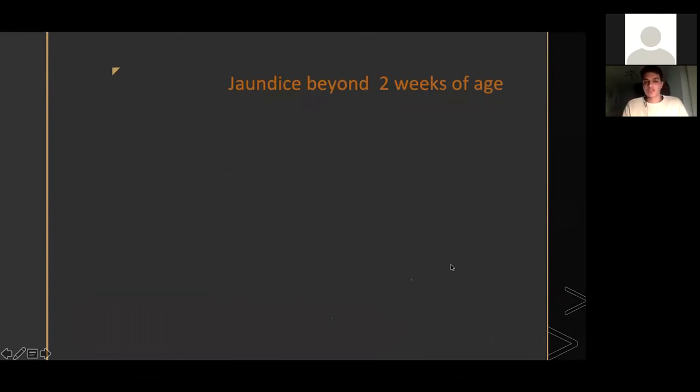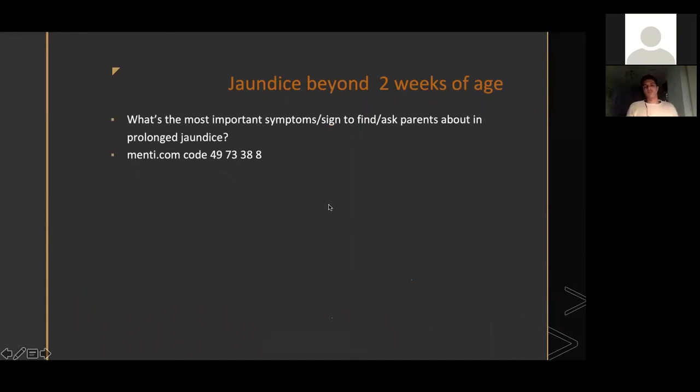Okay, so I've got a question for you. What's the most important symptom or sign to find on examination or ask the parents about in prolonged jaundice? I've opened the Mentimeter question. There's the codes on the slide. I'll just give you a minute to get into that.